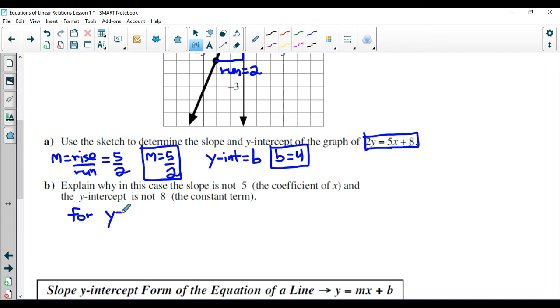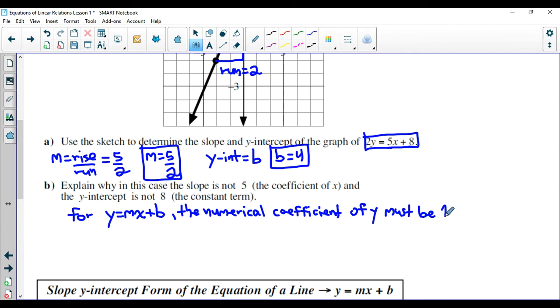For the linear equation y equals mx plus b, the numerical coefficient of y must be 1. Okay, it has to be 1. So the problem with this equation is you have that 2 in front of it. You have 2y is equal to 5x plus 8.